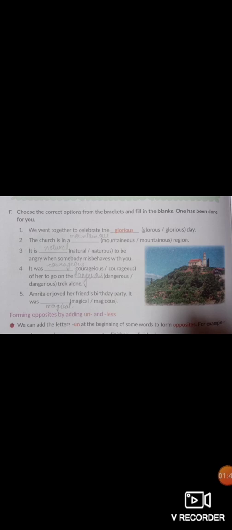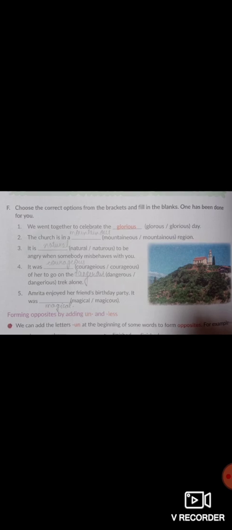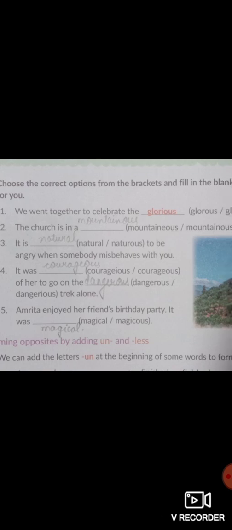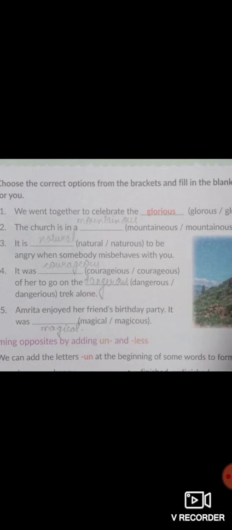F question, choose the correct option from the brackets and fill in the blanks. First, we went together to celebrate the glorious day. Second, the church is in a mountainous region. Third, it is natural to be angry when somebody misbehaves with you. Fourth, it was courageous of her to go on the dangerous trek alone. Fifth, Amrita enjoyed her friend's birthday party.